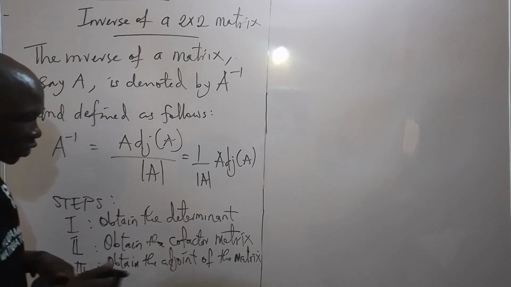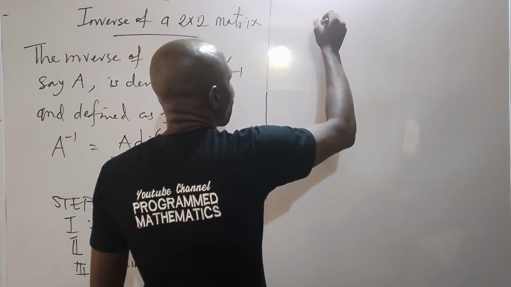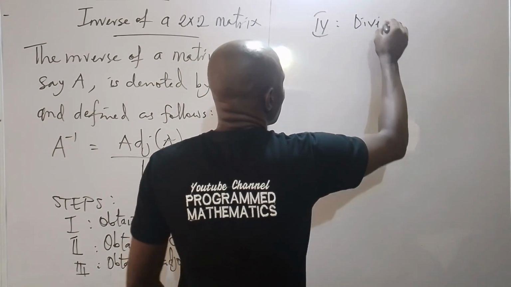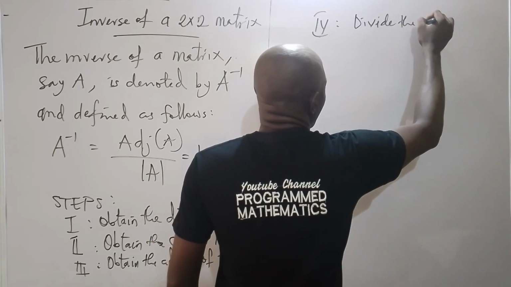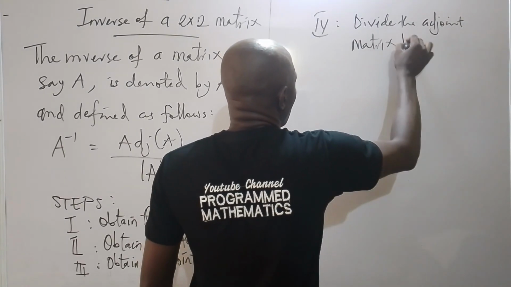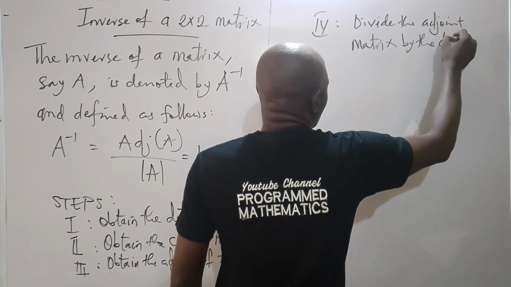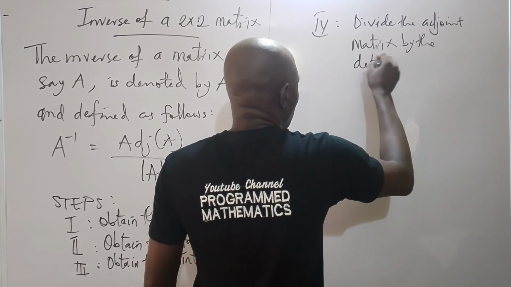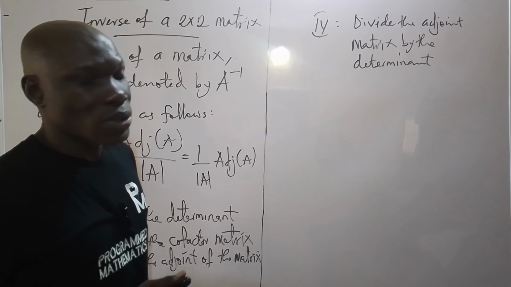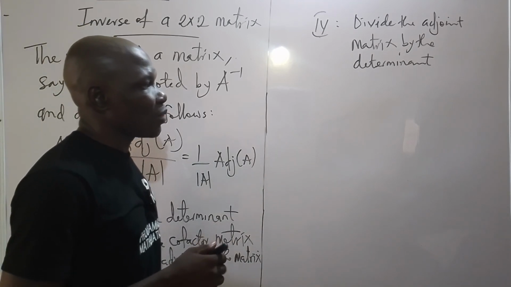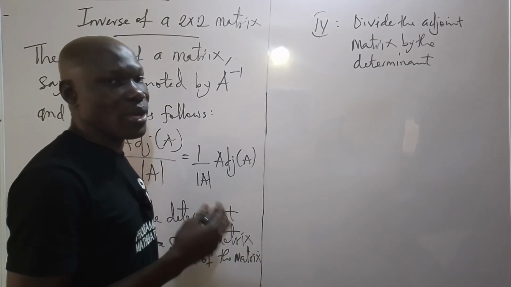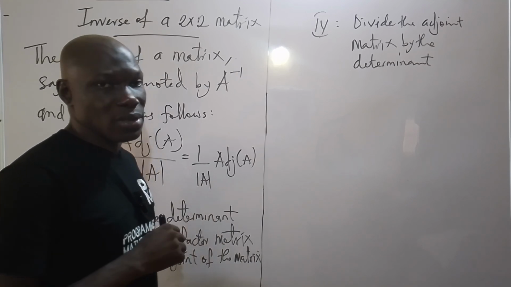So once we have the adjoint matrix, then the fourth step, step 4, is to divide the adjoint matrix by the determinant. When we say divide the adjoint matrix by the determinant, remember the determinant is going to be a scalar value, so we can divide every element of the adjoint matrix by the determinant.